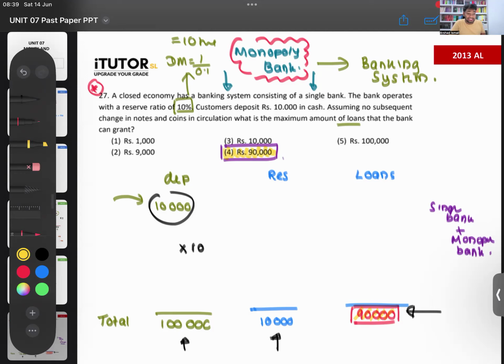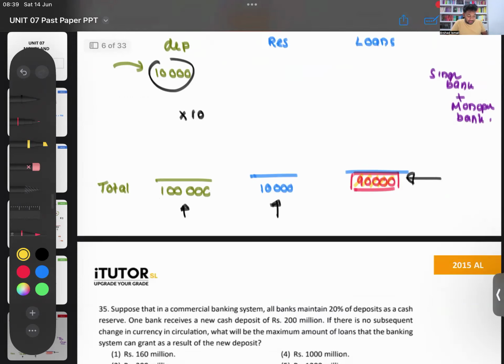2013, question 27. Okay, so just make a note and keep. Even if you got it wrong, that's okay. Make a note and keep. If they say single bank banking system, that is how you do it. Okay. Now we'll go to the next one.